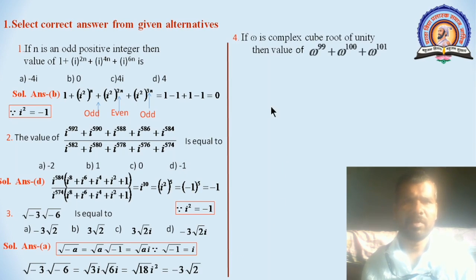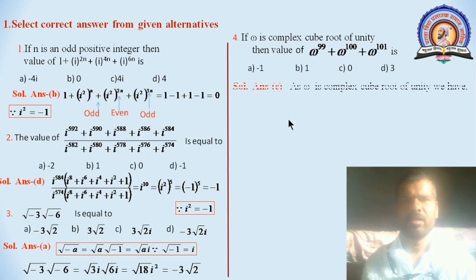Next, the fourth example: as omega is the complex cube root of unity, then the value of omega^99 plus omega^100 plus omega^101 is. Options are minus 1, 1, 0, 3. The correct option is C, 0.